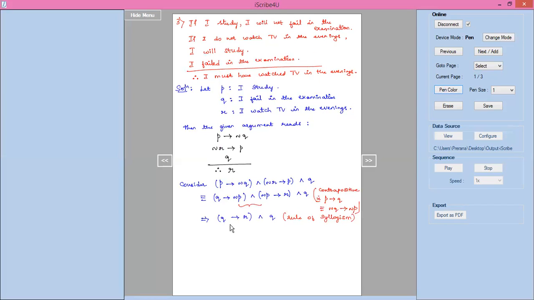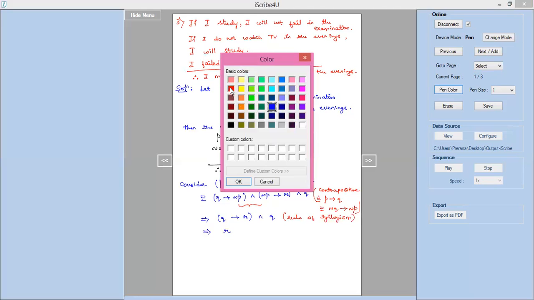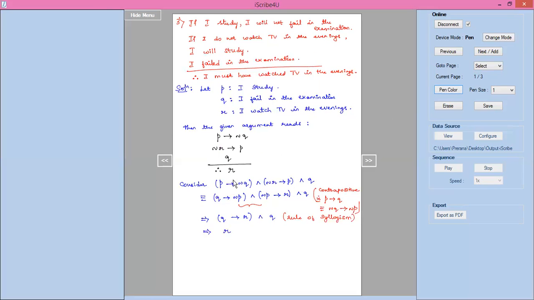Now we apply another rule to arrive at the required answer. This is of the form P conditional Q and P. P conditional Q and P gives us just Q, or here it is just R for us. So this is applying rule of modus ponens. So this implies for us just R. And which rule have we applied? We applied rule of modus ponens.